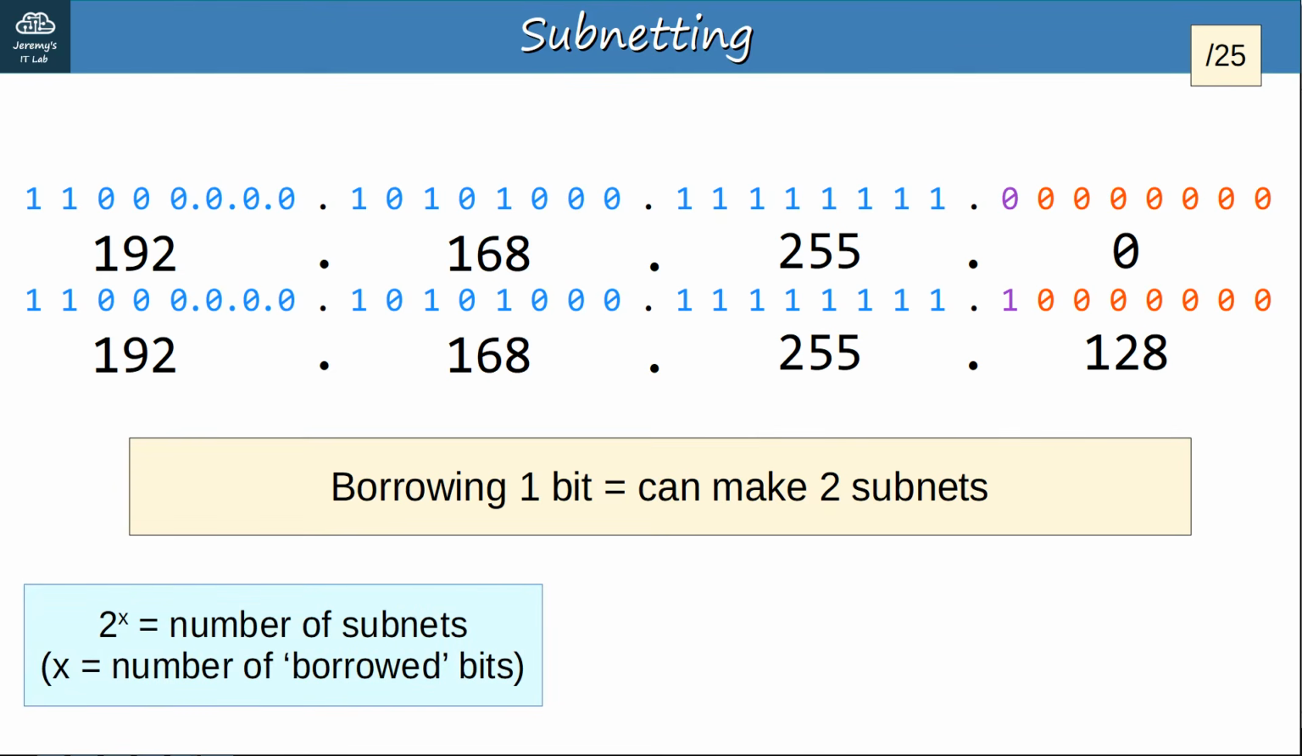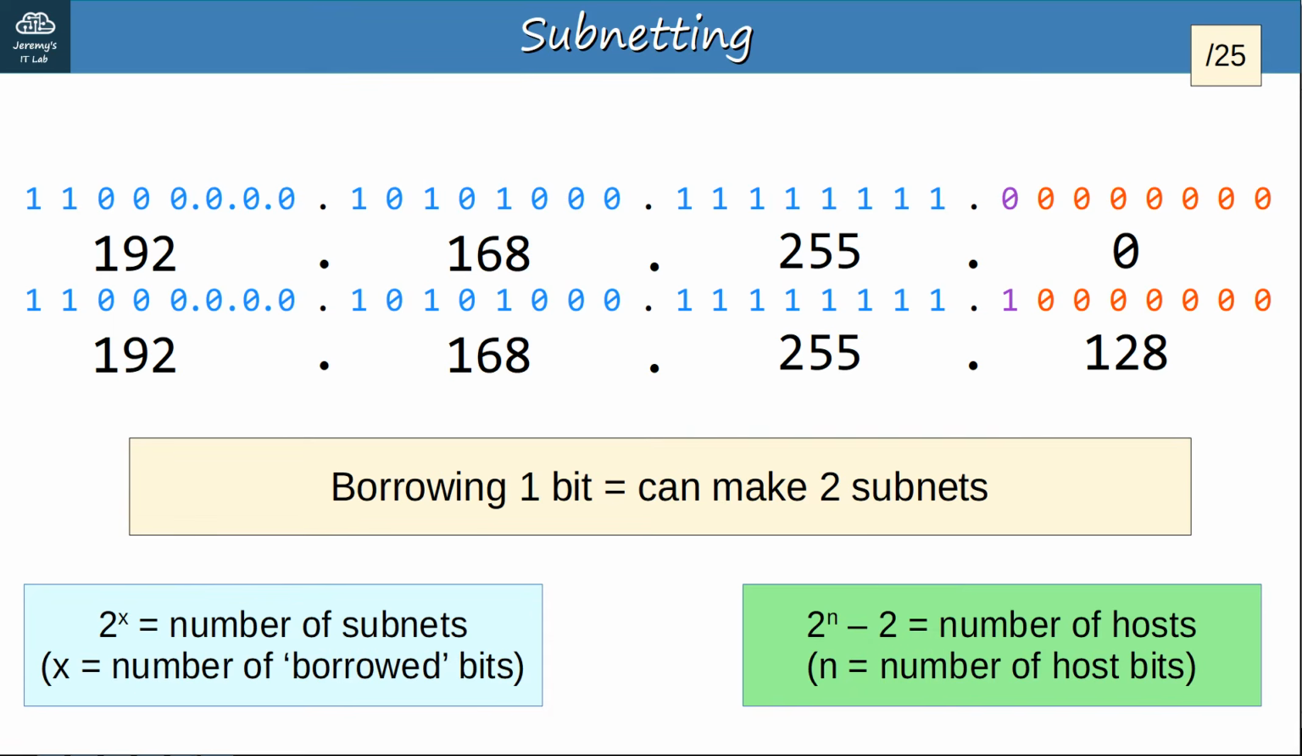The formula for the number of subnets is 2 to the power of x, and x is the number of borrowed bits. This is similar to calculating the number of hosts in a subnet, which is 2 to the power of n minus 2, and n is the number of host bits. We subtract 2 for the network address and broadcast address, which can't be assigned to hosts. However, when calculating the number of subnets, we don't have to subtract 2, so it's simply 2 to the power of x, the number of borrowed bits.